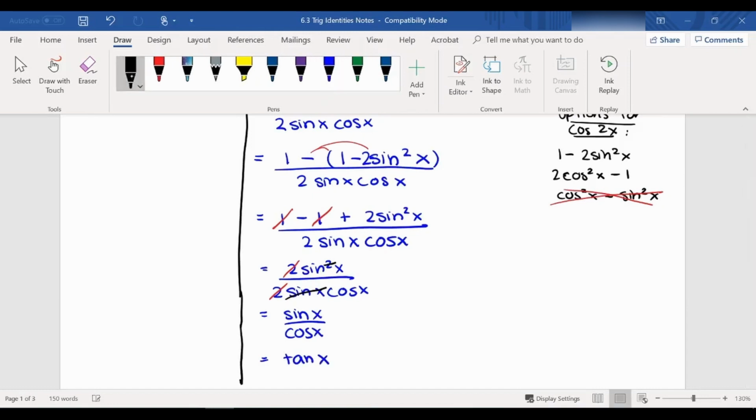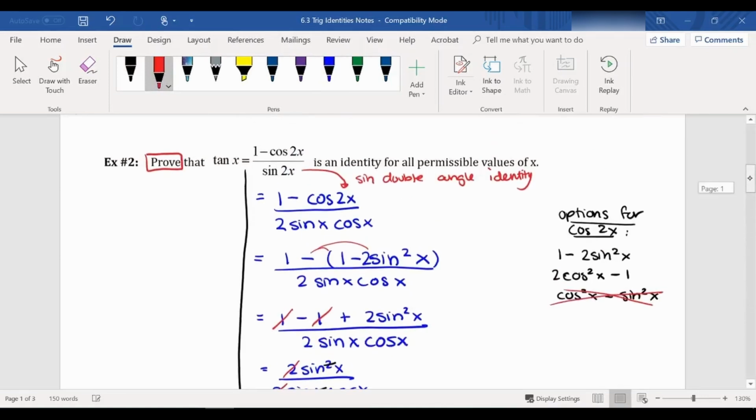My wall was not long enough, and I am done because the question said on the left side it equaled tan x.